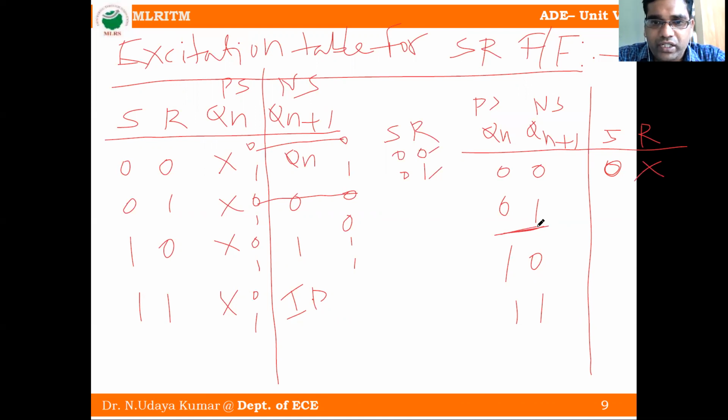Next we will see the 0 1 case. Okay, how many 0 1s are visible here? Only one is there, this one. For which input? The input is 1 0. So this is 1 0. Okay, next input is the 1 0 case. How many 1 0s are there? We will see how many 1 0s. Only one 1 0 here, this combination. So 1 0 we will get by applying 0 1. So we wrote it as 0 1.